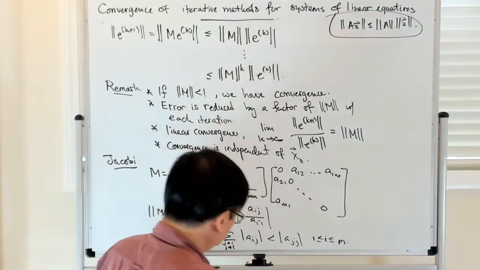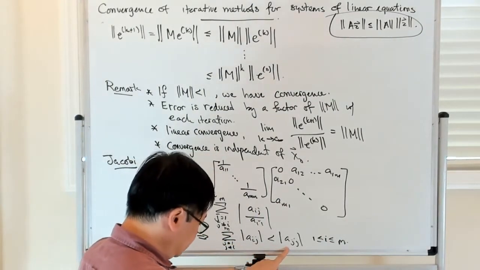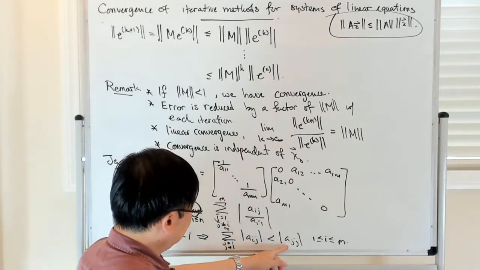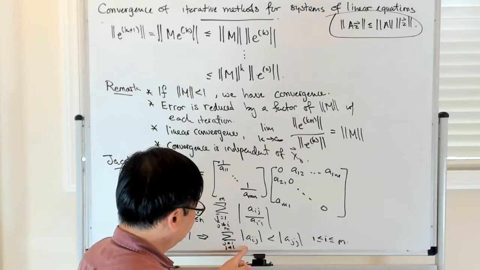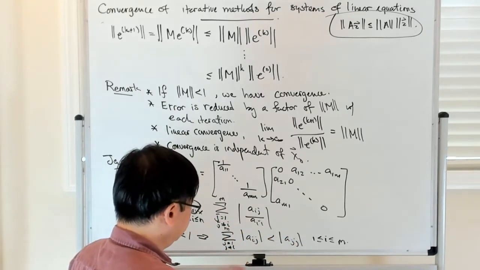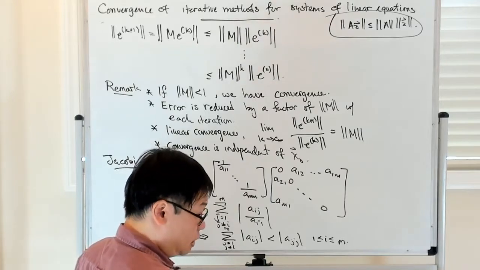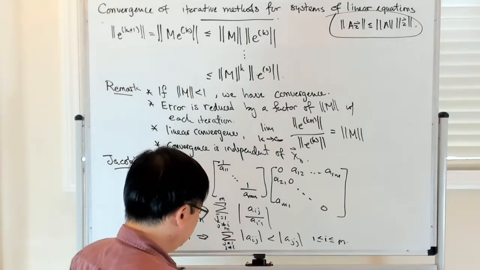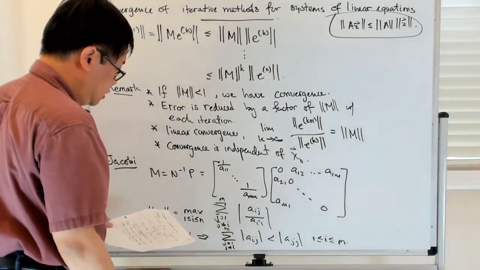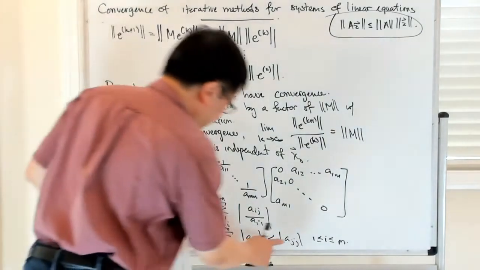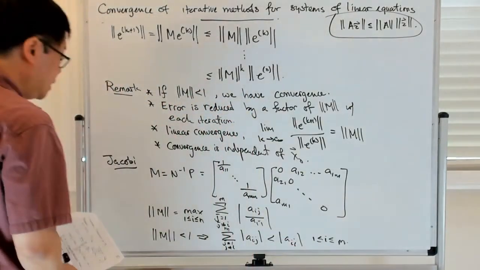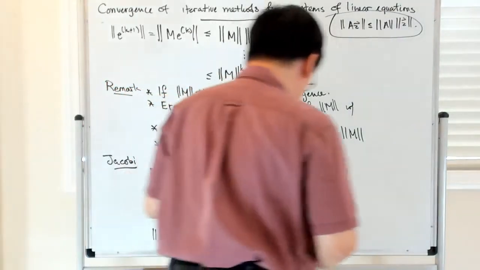This is what is known as the diagonal dominance condition, which is to say that the diagonal entry in absolute value is greater than the sum of the non-diagonal entries in the corresponding row. Sorry, that's aii. So this is what is called diagonally dominant.